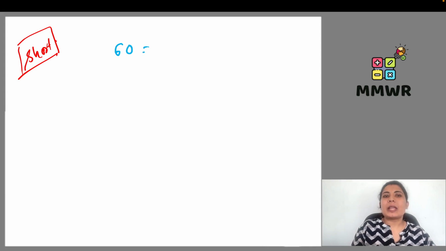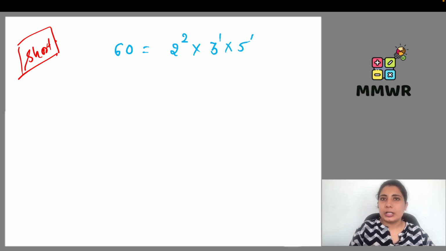So the prime factorization of 60 will be 2 square multiplied by 3 to the power 1 multiplied by 5 to the power 1. Look, 2 square will be 4. 4 3s are 12. 12 5s are 60. So we'll reach at 2 square, 3 to the power 1, 5 to the power 1.